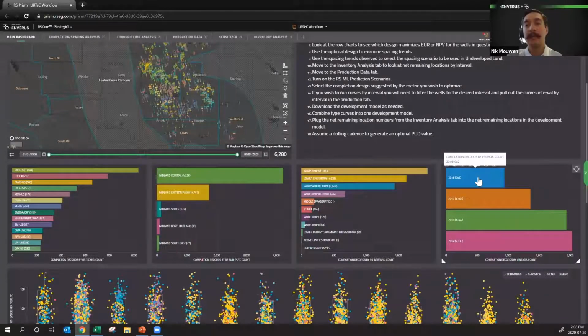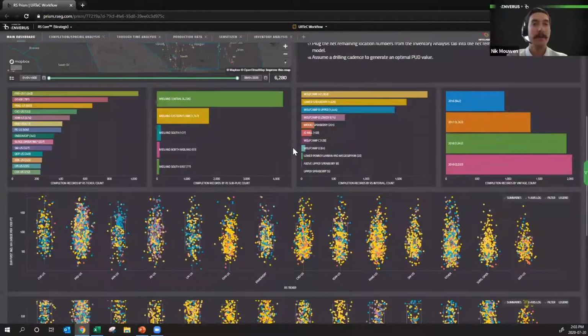And then we're looking at, again, well counts, but this time by vintage. We're just seeing how many wells are drilled by year. You can see by far, most wells were drilled in the last 2 years, 2018 and 2019, compared to 2016 and 2017. So, just a quick glimpse at that.